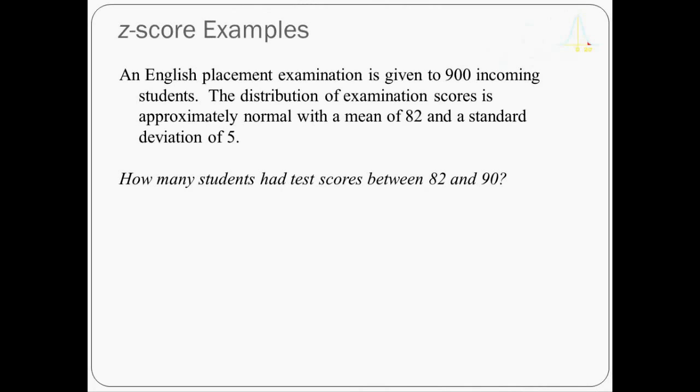This is a made-up example, but it'll give you an idea of how to work z-score problems. So let's assume that we've given an English placement test to incoming students at a university, 900 students coming in. We know that the distribution of examination scores is approximately normal, has a mean of 82, and a standard deviation of 5. We're going to use this information to estimate how many students had test scores between 82 and 90. In doing these kinds of problems, the first thing I like to do is to graph my normal distribution out and label all the areas with the information that I have in front of me.